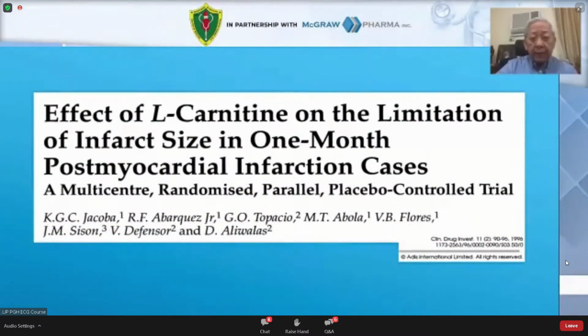The next study is a local study, published by Dr. Jacoba, of course with the supervision of our well-known Dr. Abarquez. This is the effect of L-carnitine on the limitation of infarct size in 1-month post-myocardial infarction cases. He followed up these patients with a nuclear study.